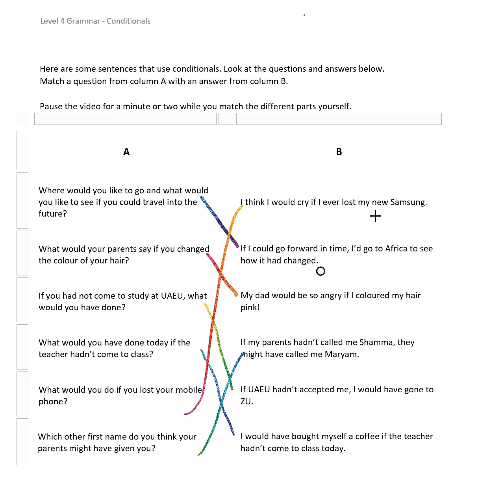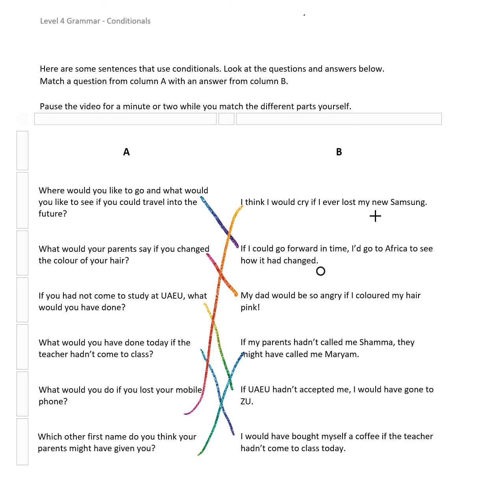How many clauses are there in a conditional sentence? There are two clauses, a dependent if clause and an independent result clause. We can also call this the main clause. Does the if clause always come first? No, look at the first sentence. We can see if is in the middle. And in the second sentence, if I could go forward in time, it begins with if.